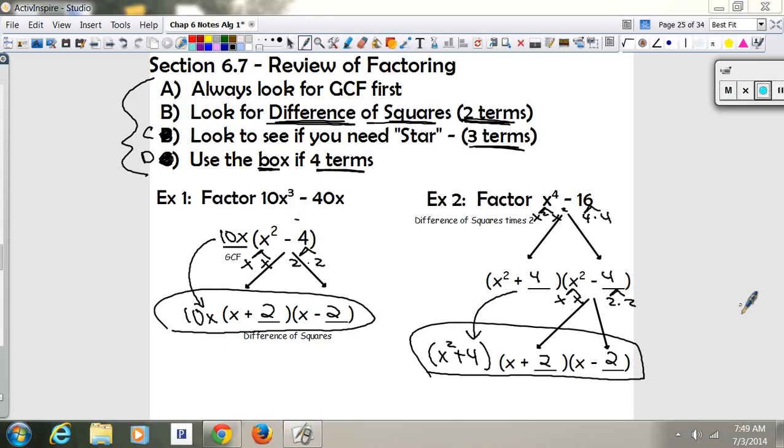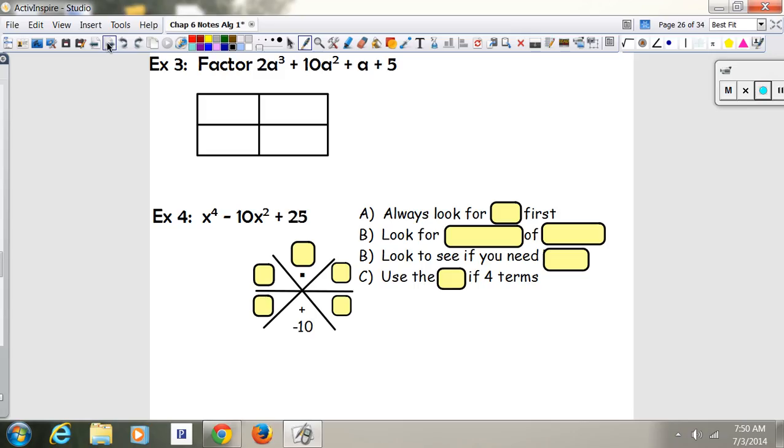All right, so here are the first two examples for 6.7. And again, we're just reviewing these 4 steps. Look for GCF, difference of squares if it's 2 terms, a star if it's 3 terms, and a box if it's 4 terms. So far, we've only had 1 from 2 terms.